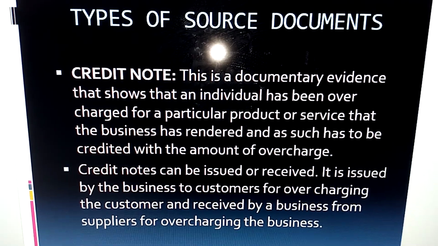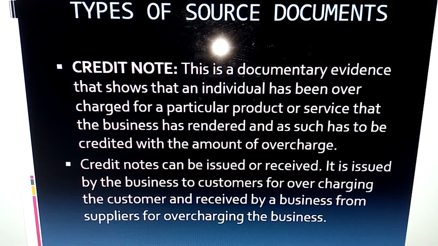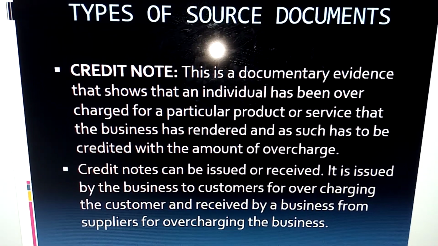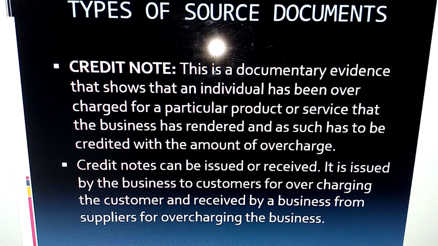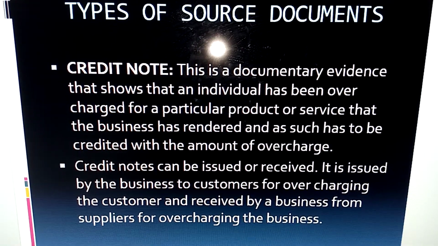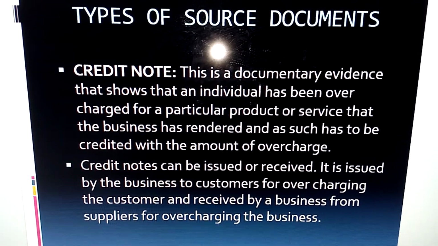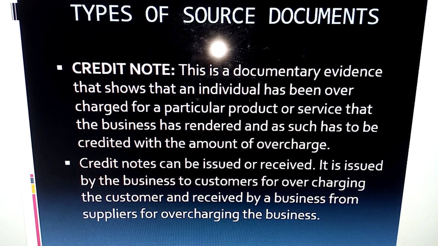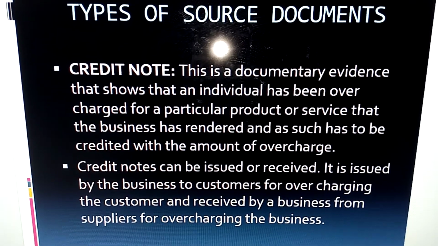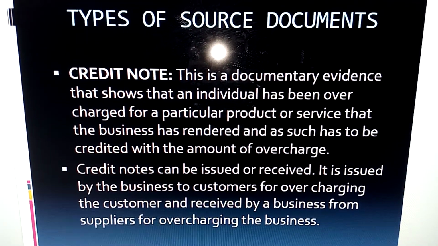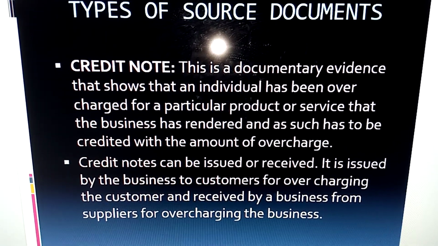The next one here is what we call a credit note. Now, a credit note is a note issued to an individual that has been overcharged by a particular organization. For instance, you sell to a customer, and that customer was supposed to pay you 100,000, but for some reason, the customer paid you 110,000. So there is an excess charge of 10,000 or an overcharge of 10,000. Now, the document you prepare to capture that excess charge before you enter into the customer's account is what we call the credit note.